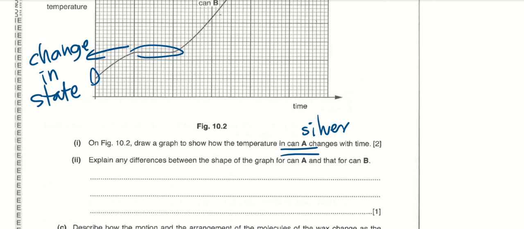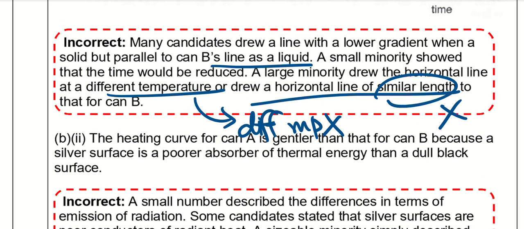Explain any differences between the shapes. So you must talk about this. The heating curve for A is gentler than that of B because silver is a poorer absorber. Did you all get the concept correct? Did you all write because it's a poor absorber and emitter? If you wrote poor absorber and emitter, wrong. Because what's the context here? The cans, are they absorbing or emitting? Absorbing. How to know whether it's absorbing or emitting? What question do you ask? Where is it hotter? The wax in the can, is it hotter than the heater? No. So the heater will be giving out. The heater emits, the wax absorbs. The can absorbs.